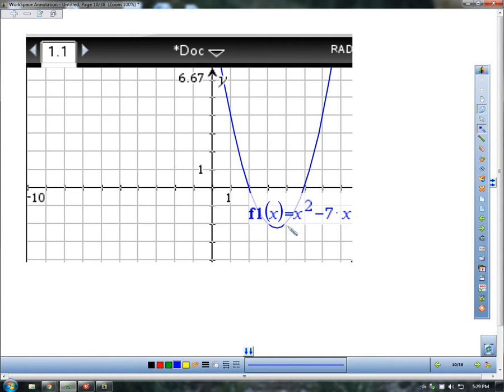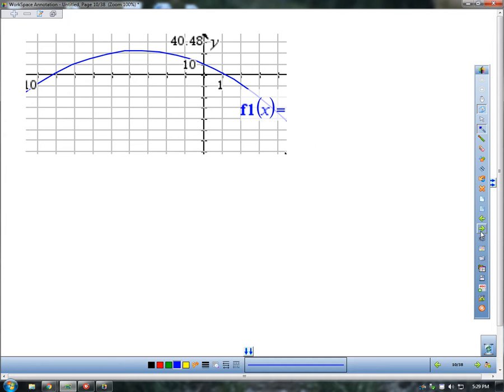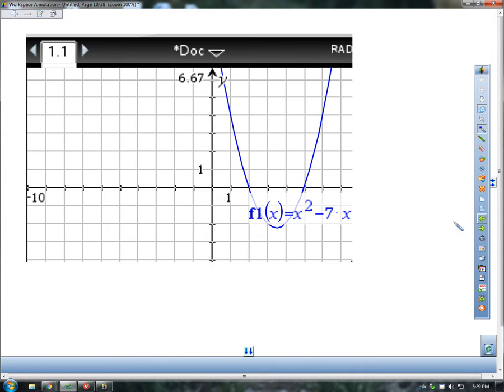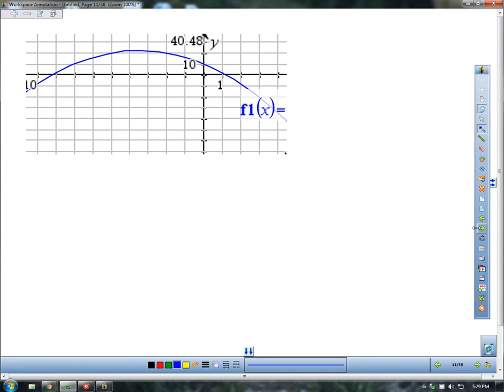So on this one, I know it's kind of hard to see. Is this a maximum or a minimum? It's a happy face, so it would be a minimum. This one, even though it's really spread out, it's a sad face, so this would have a maximum.